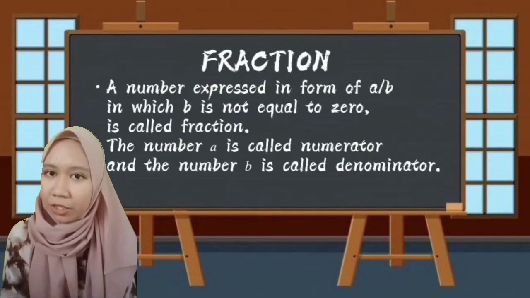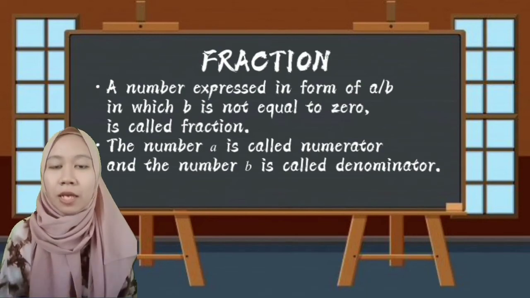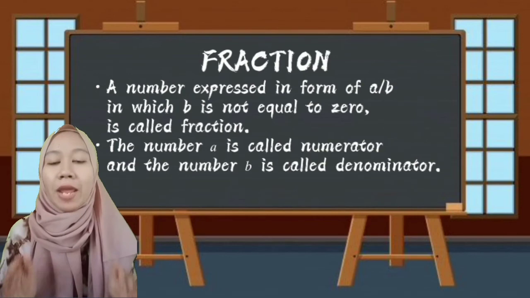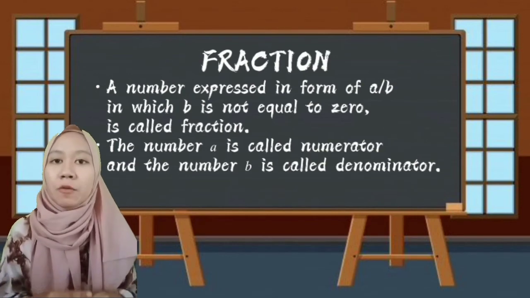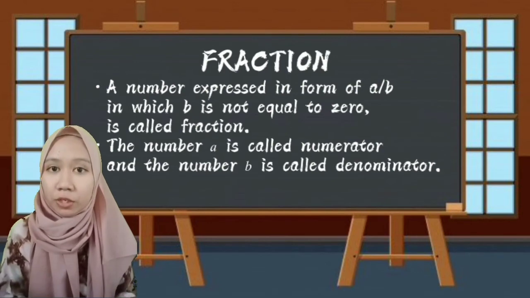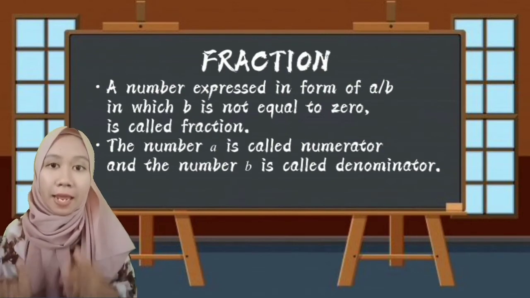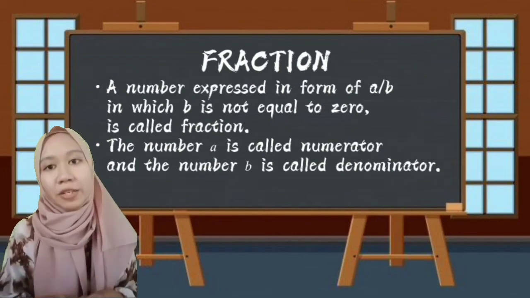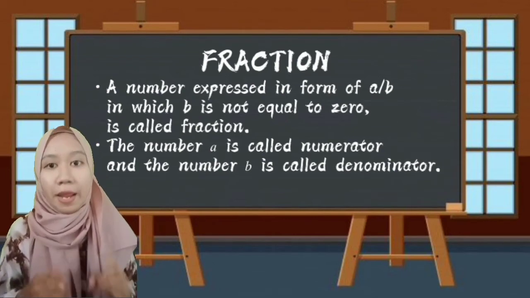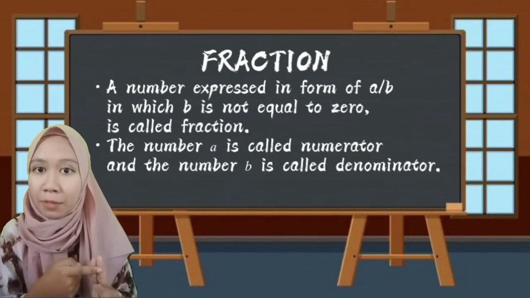First is fraction. The definition of fraction: a number expressed as A over B, in which B is not equal to 0, is called a fraction. The numbers represented by A and B are both integers. The number A is called the numerator and the number B is called the denominator.